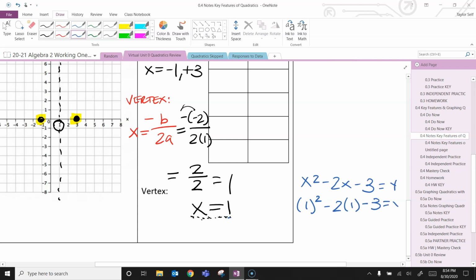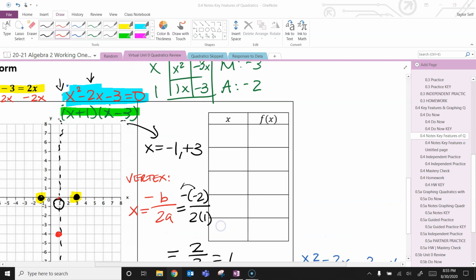Right now we're finding y. So this is 1 minus 2 minus 3, which equals negative 2 minus 3, that's negative 5, plus 1, that's negative 4. So y equals negative 4. Now we have a point for the vertex. The vertex happens at 1, negative 4 for y. So let's go ahead and put that on the graph. 1, negative 4. Boom, there's our vertex.